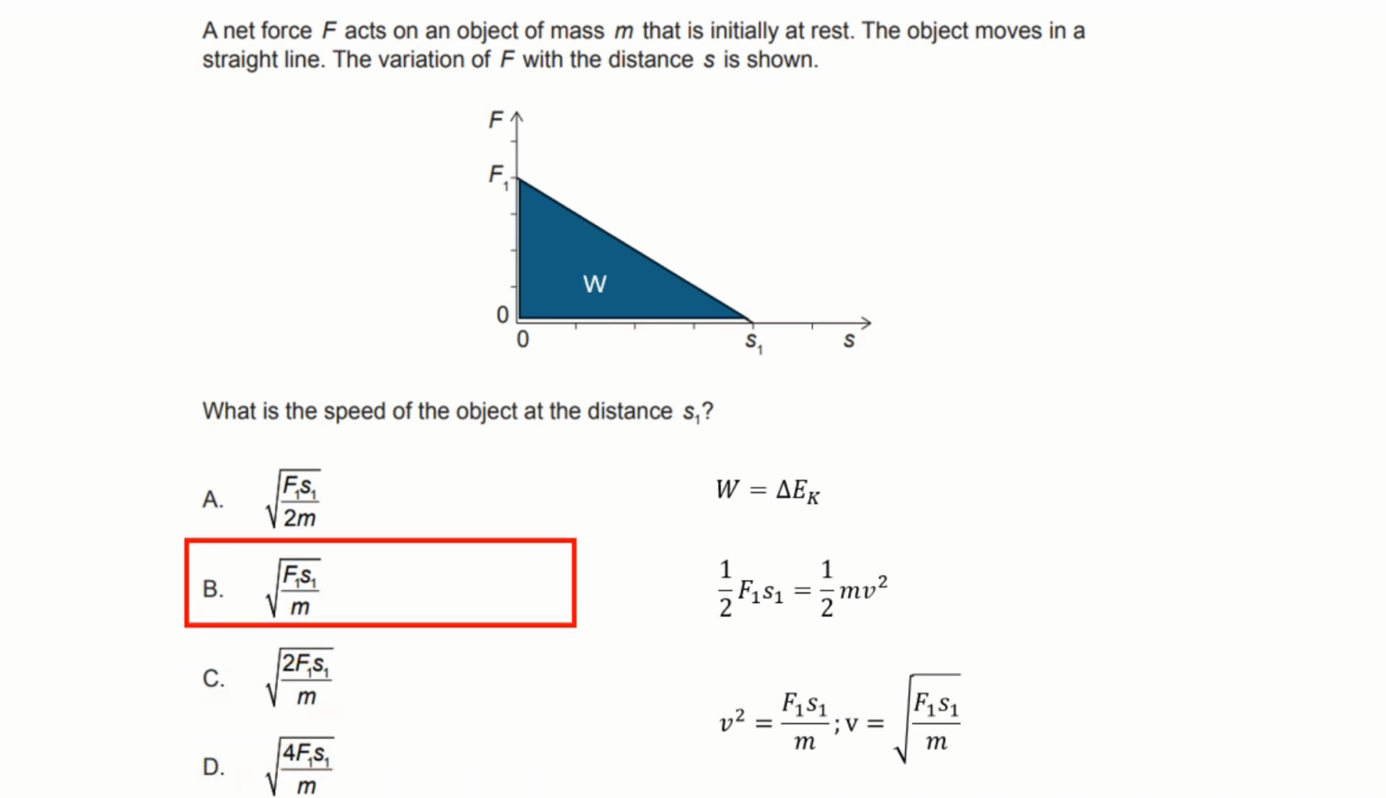Okay, notice there those factors of a half have cancelled each other out because we had a half from the kinetic energy equation, and from the area of that triangle.